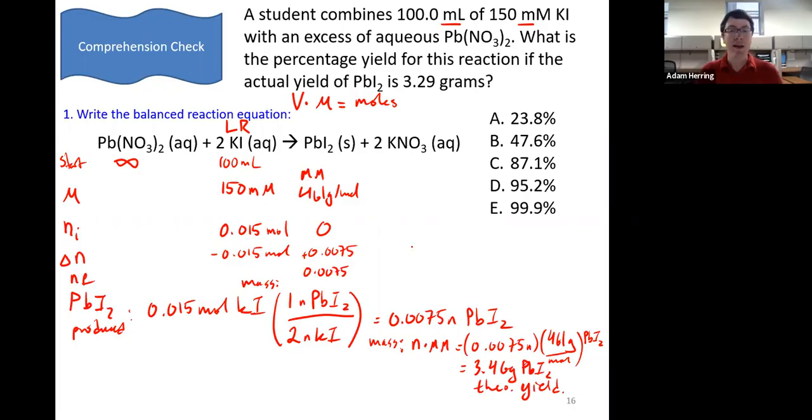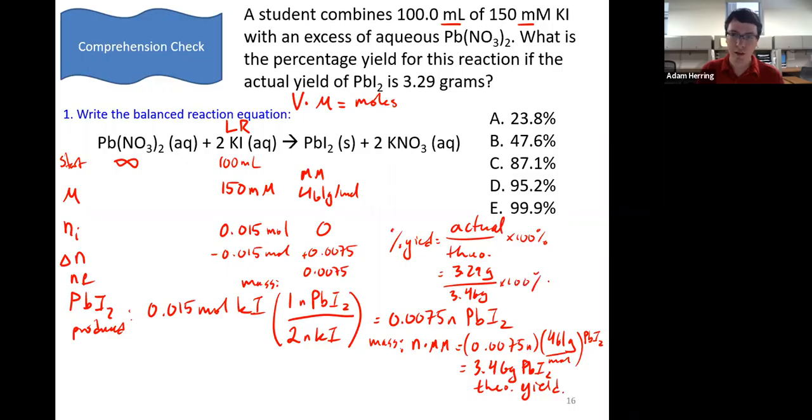All right, now to find the percent yield, we take the ratio of our actual over our theoretical times 100%. Our actual yield is 3.29 grams. Theoretical yield is 3.46 grams times 100%. That's going to be equal to 95.2%.